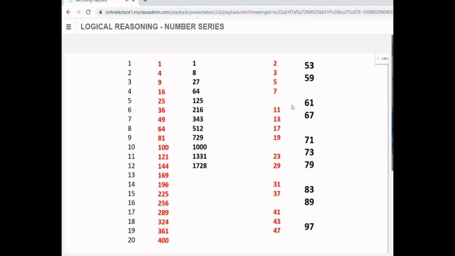These are all the prime numbers up to 100. Starting from 53 till 97, there are 10 prime numbers. Earlier there were 15, these are 10. So total 25 prime numbers. Remember this, it will be easier. If you remember this, it will be easier for you to go for your series. Finding out the answer in series will be easier for you.